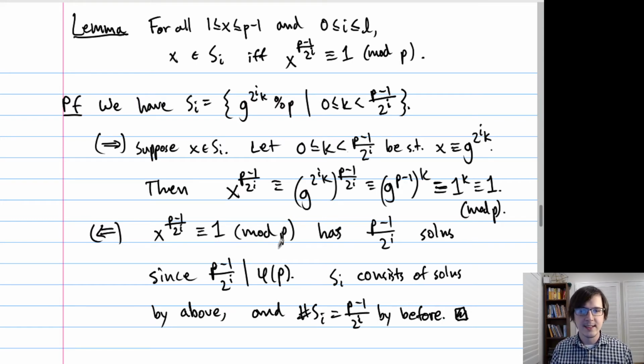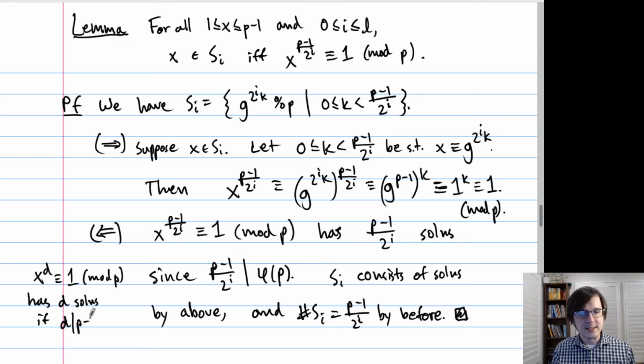But what about the converse? So let's suppose that x satisfies this condition. And so now, just thinking about this as a polynomial congruence, we've got x to some power is 1 mod p. And in live lecture, we showed that x to the d congruent to 1 mod p has exactly d solutions if d divides p minus 1.